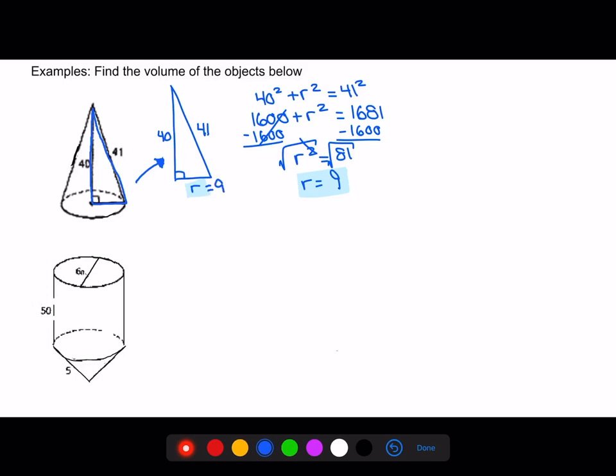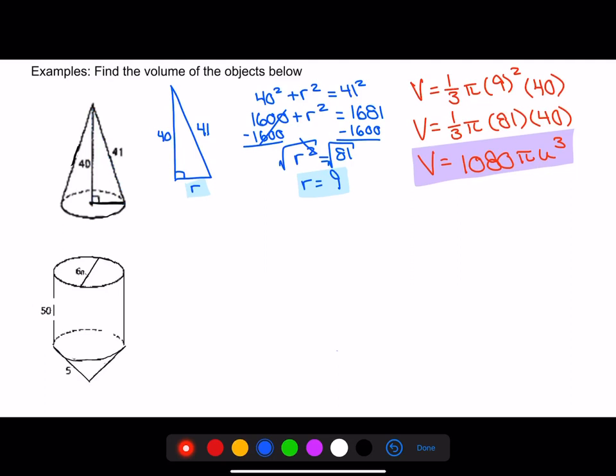From here, we can plug that into our volume formula. Volume is equal to 1/3 pi r squared times height. If we do that, we end up with volume is equal to 1/3 pi times 9 squared times 40. Well, 9 squared gives me 81. I'm following PEMDAS here. 81 divided by 3 gives me 27. And then 27 times 40 gives me 1,080 pi units cubed. Again, you can enter this whole thing on your calculator except the pi, and it'll give you this number out front. And then you just attach the pi at the end here. So this is the volume of this cone over here.